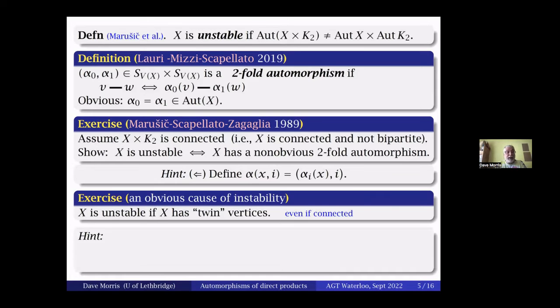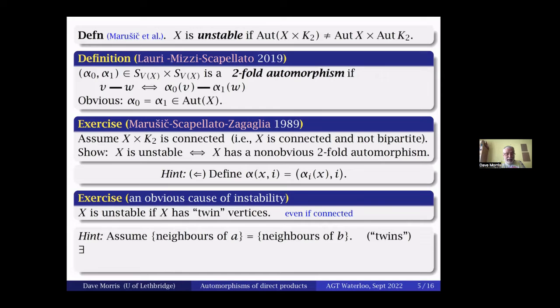Okay, so let me explain. This is an exercise: either take it on faith or do it for yourself. I'm assuming X has twin vertices. Twin vertices are two different vertices that have exactly the same neighbors. So let's say that A and B are twins. That means that the set of all neighbors of vertex A is exactly the same as the set of all neighbors of vertex B. That's the definition of twin vertices.